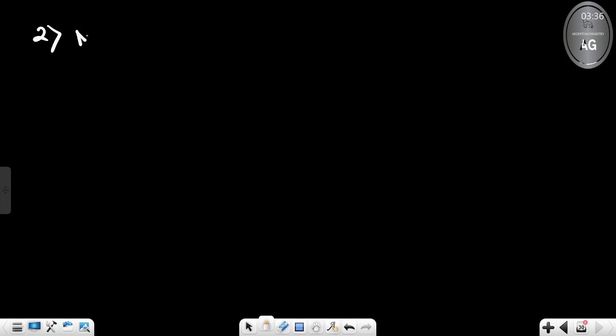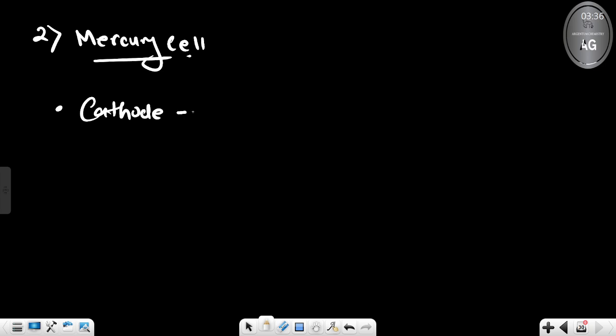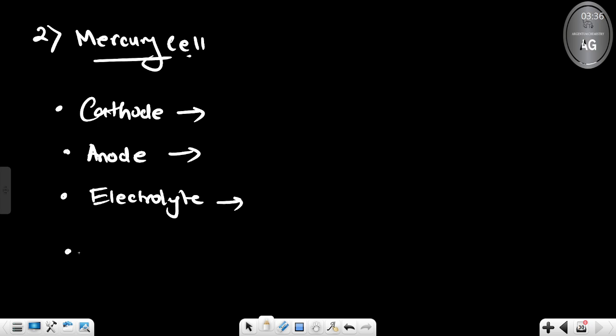Number 2, mercury cell. Mercury cell, same: cathode, anode, electrolyte, cell reaction, next is voltage. Voltage is 1.35 volt. Voltage will be 1.35 volt. Remember, voltage is 1.35 volt.